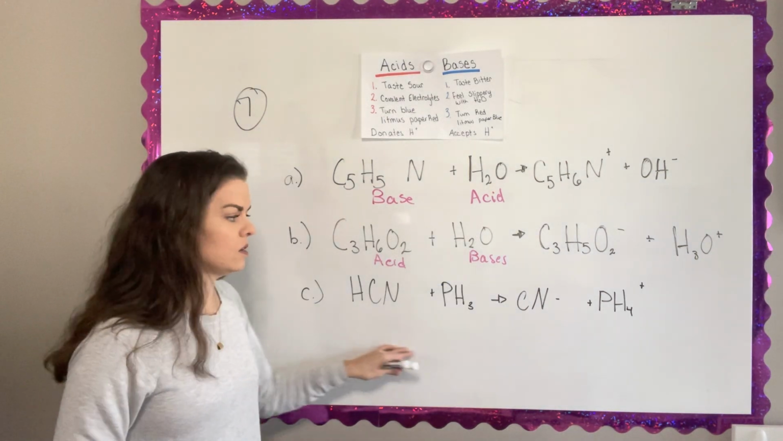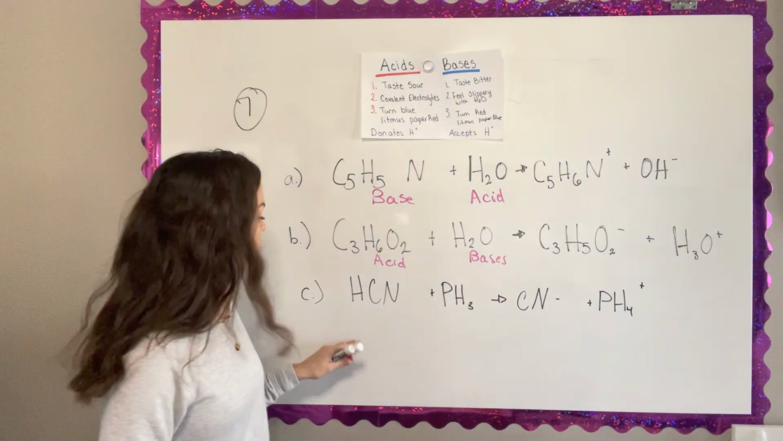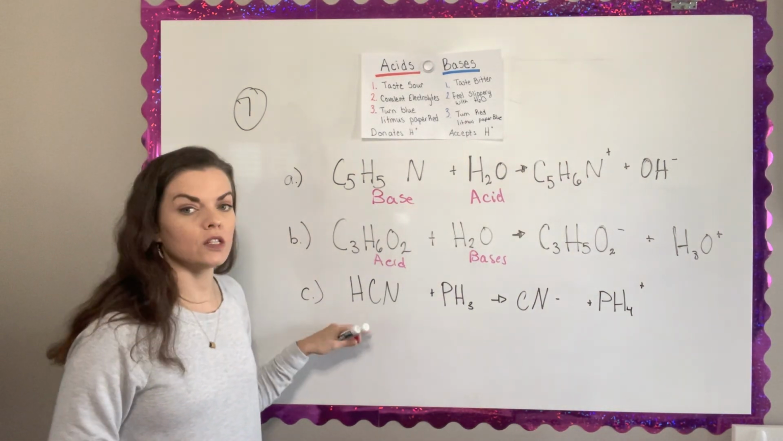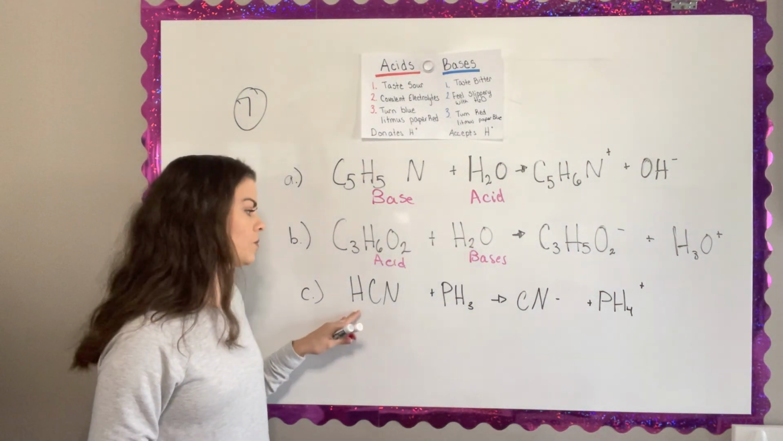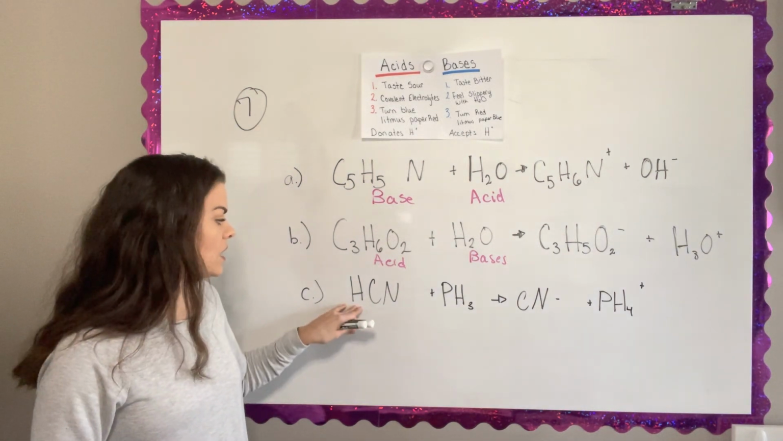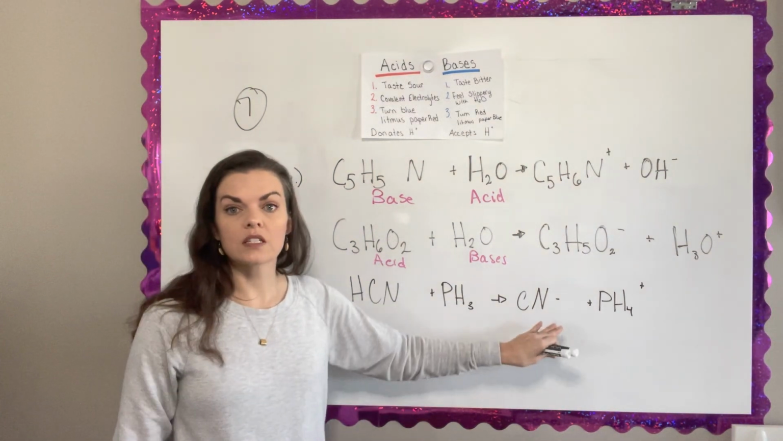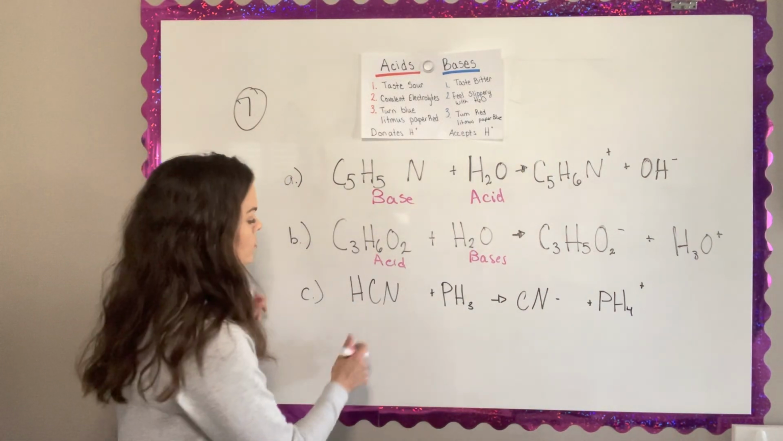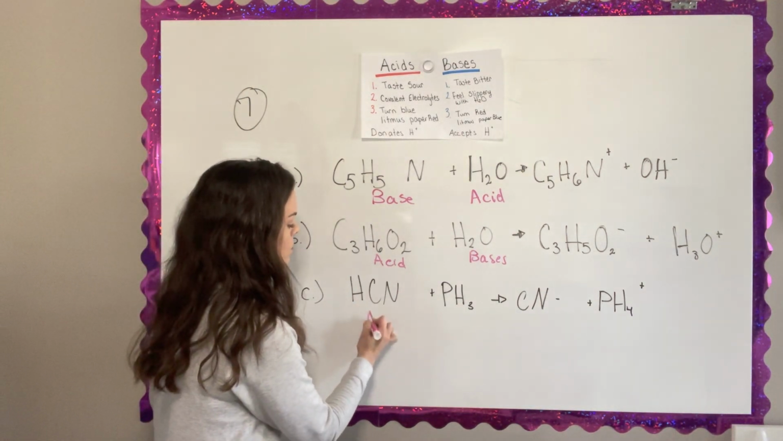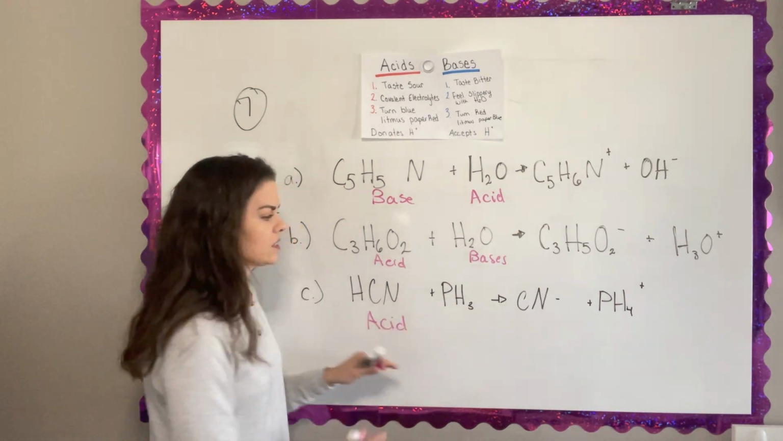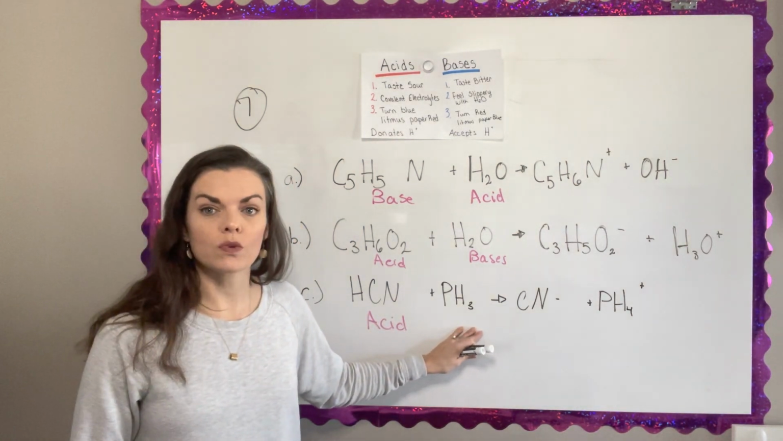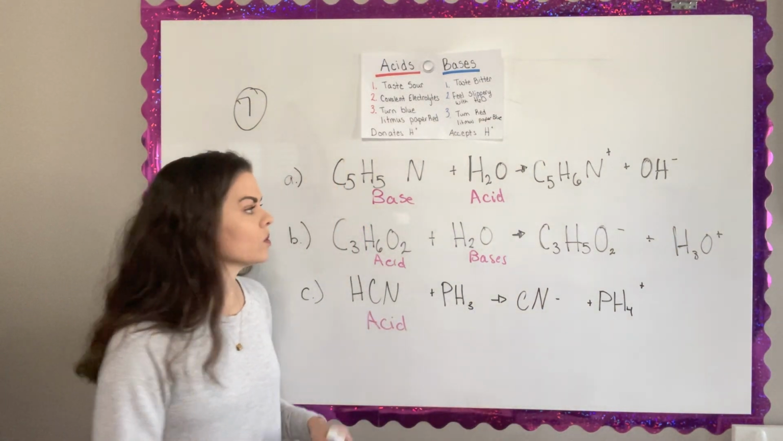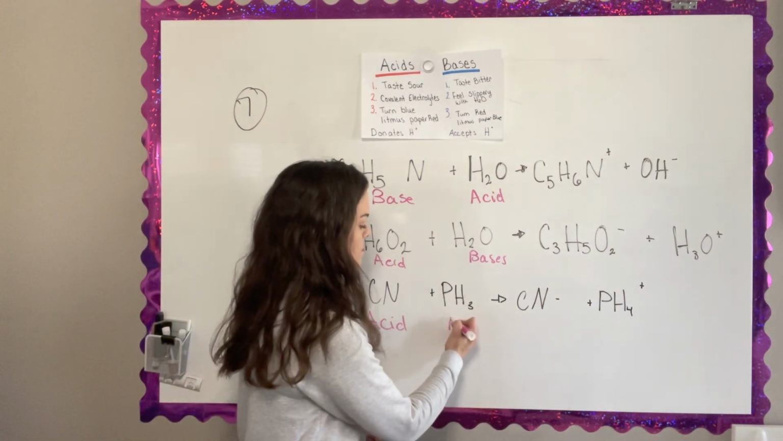So for letter C, we don't have water as a product. We have HCN plus NH3. Let's look and see what happens to this hydrogen here. You'll notice that HCN goes to being just CN negative, so it's losing the hydrogen. If it's donating or giving away a hydrogen, it's the acid. And NH3 is going to be NH4, so it's adding a hydrogen, or accepting it, and it is the base.